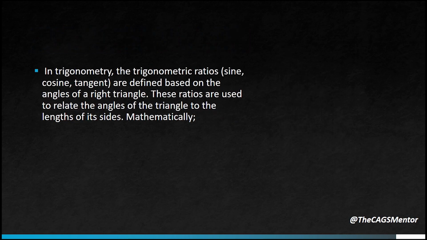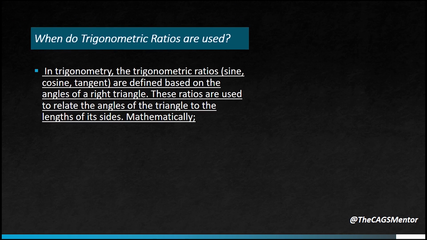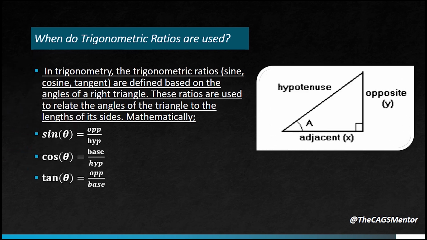Now, we have another question: when are trigonometric ratios used? In trigonometry, the trigonometric ratios, that are sine, cosine, and tangent, are defined based on the angles of a right triangle. These ratios are used to relate the angles of the triangle to the lengths of its sides. Mathematically, it can be calculated by the sine, cosine, and tangent equations.